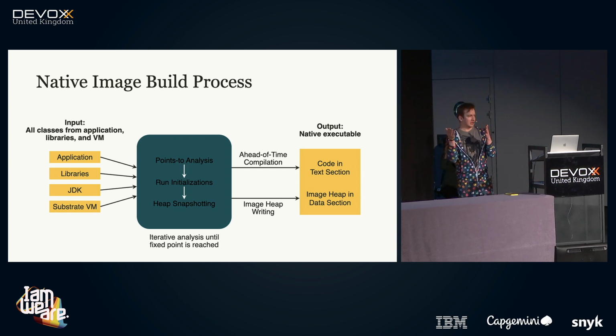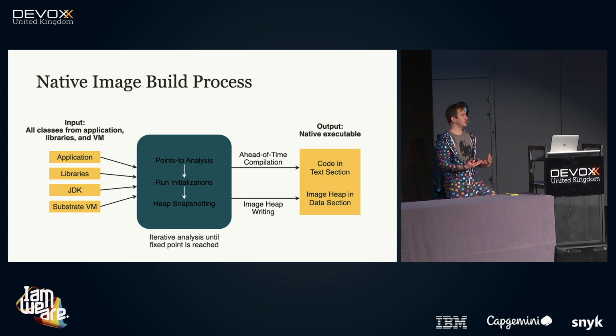So you feed it your application classes. You feed it the classes of your libraries and dependencies that you have. You feed it the classes from the JDK standard library, runtime library. And you also feed it the classes from the Substrate VM, which is a project from Graal that provides you with the components of the runtime that your application expects and needs.